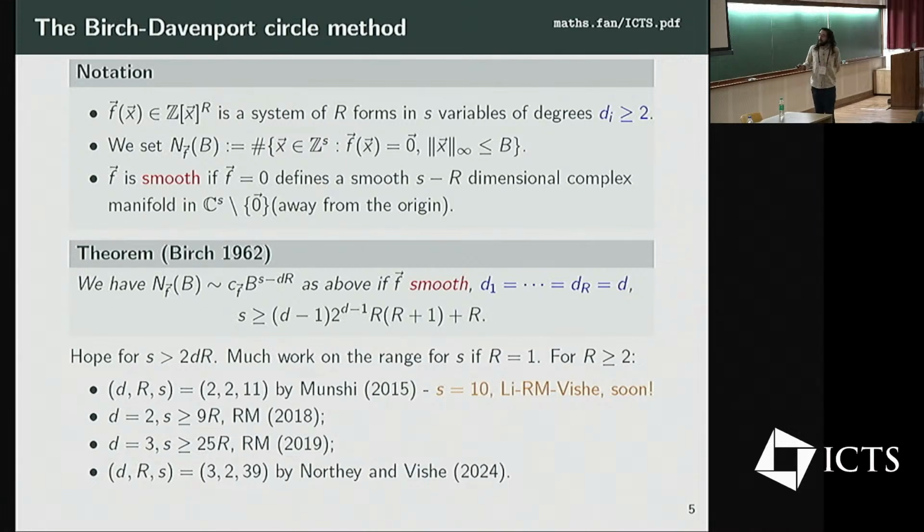There's been tremendous study and interest in the case of a single form. A lot of really exciting work, but too much for me to summarize here. What I will talk about is the work that really has this shape: proving this asymptotic whenever F is smooth, the degrees are all the same, the number of variables is sufficiently big, and the number of forms r is at least 2.